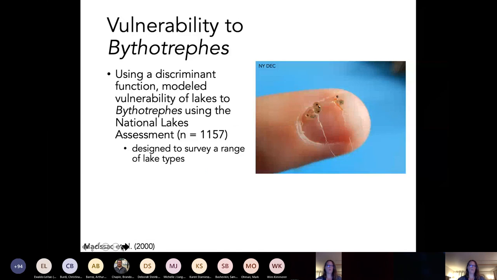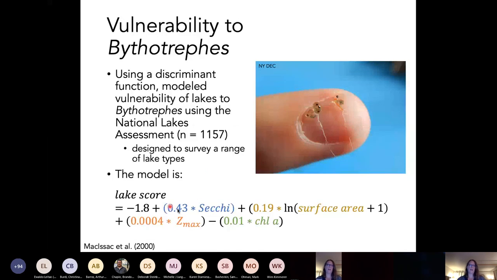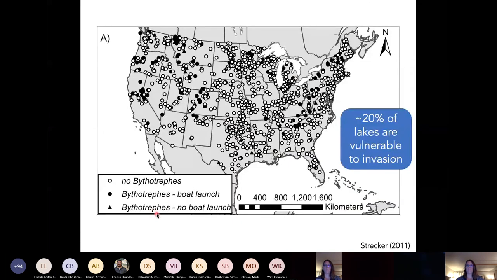The model that I used, I'm not going to go too deep into here, but to highlight some of the factors that are important: water clarity, so it tends to prefer clear lakes, and larger lakes, though this might be a function of the fact that larger lakes tend to get more boater traffic and have boat launches, and we know that's one of the ways they get around. Also deeper lakes, as well as lakes that have lower chlorophyll, which goes along with the Secchi value. I'm going to skip a couple of steps, but essentially this generates a lake score that gives us a likelihood of invasion or habitat vulnerability.